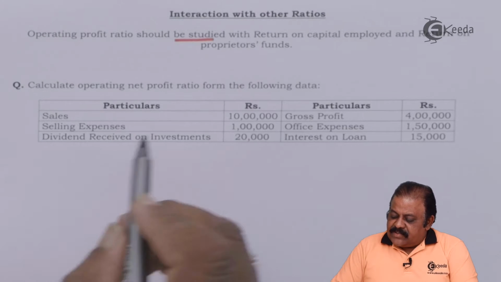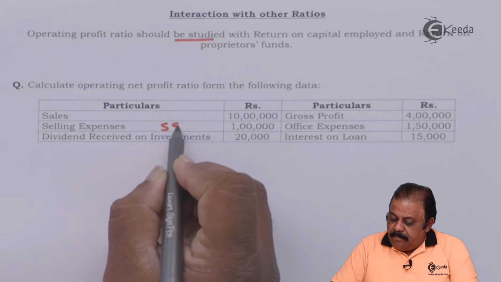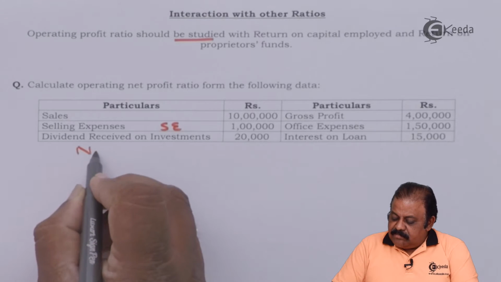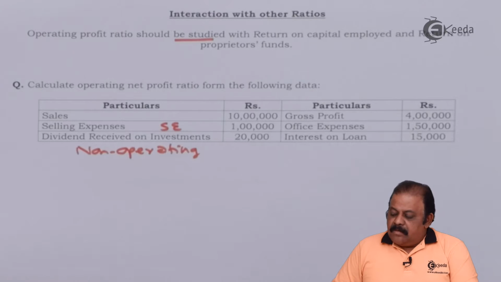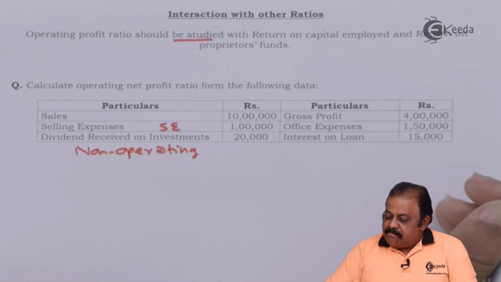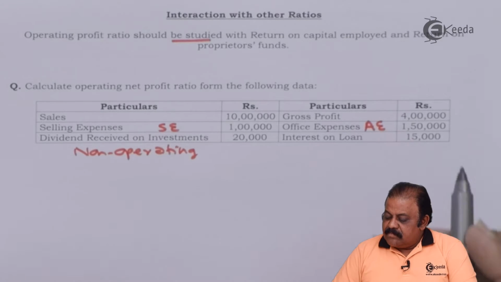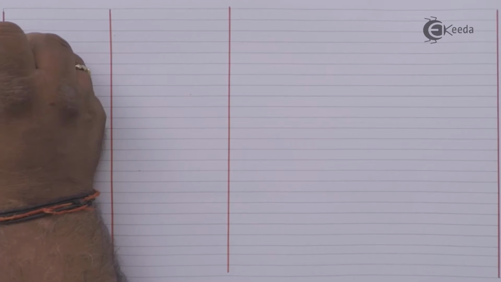Sales 10 lakhs, selling expenses 1 lakh, dividend received on investments, non-operating income, gross profit, office expenses, and interest on loan, finance expenses.